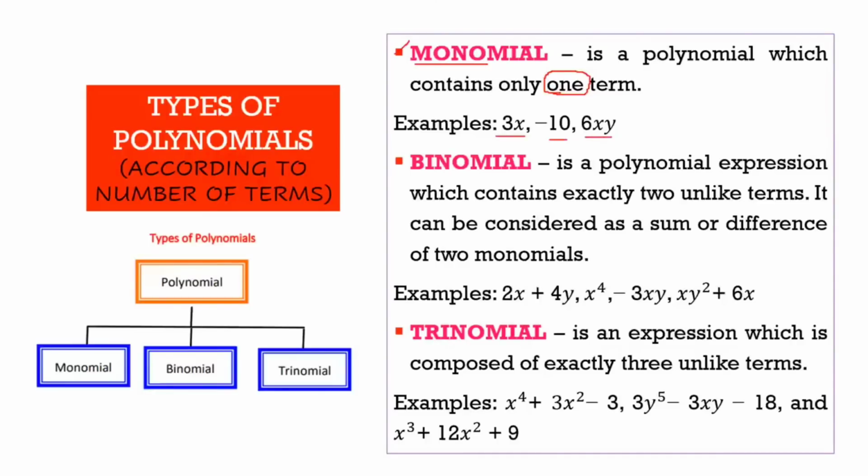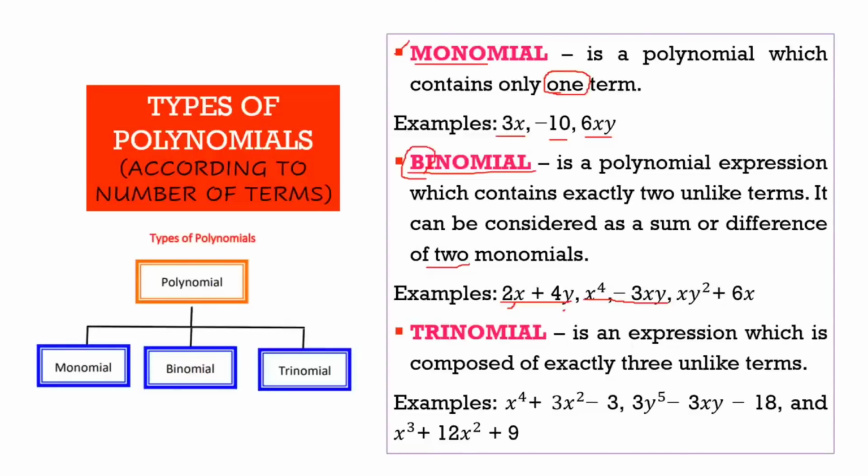As for binomial, from the prefix bi, which means 2, it means that it has two terms. Here are examples: 2x plus 4y. Our first term is 2x, the second term is 4y. The next one is x to the fourth power minus 3xy.